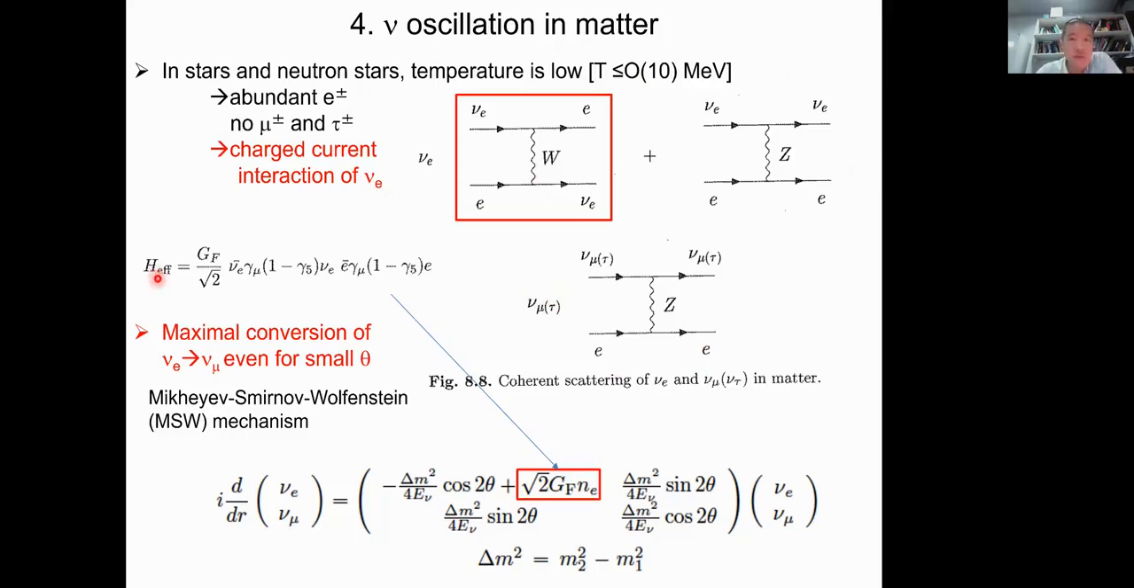And yes, this interaction corresponds to this Hamiltonian. And this becomes the potential shown here in the neutrino propagation equation. So this is an additional term due to the electron background in the star. Because of this component, maximal conversion of electron type neutrino to mu type neutrino occurs even for small mixing angle. That was found by Mikheyev, Smirnov, and Wolfenstein. So that is called the MSW mechanism. But yes, this is the term caused by the electron background inside the star.